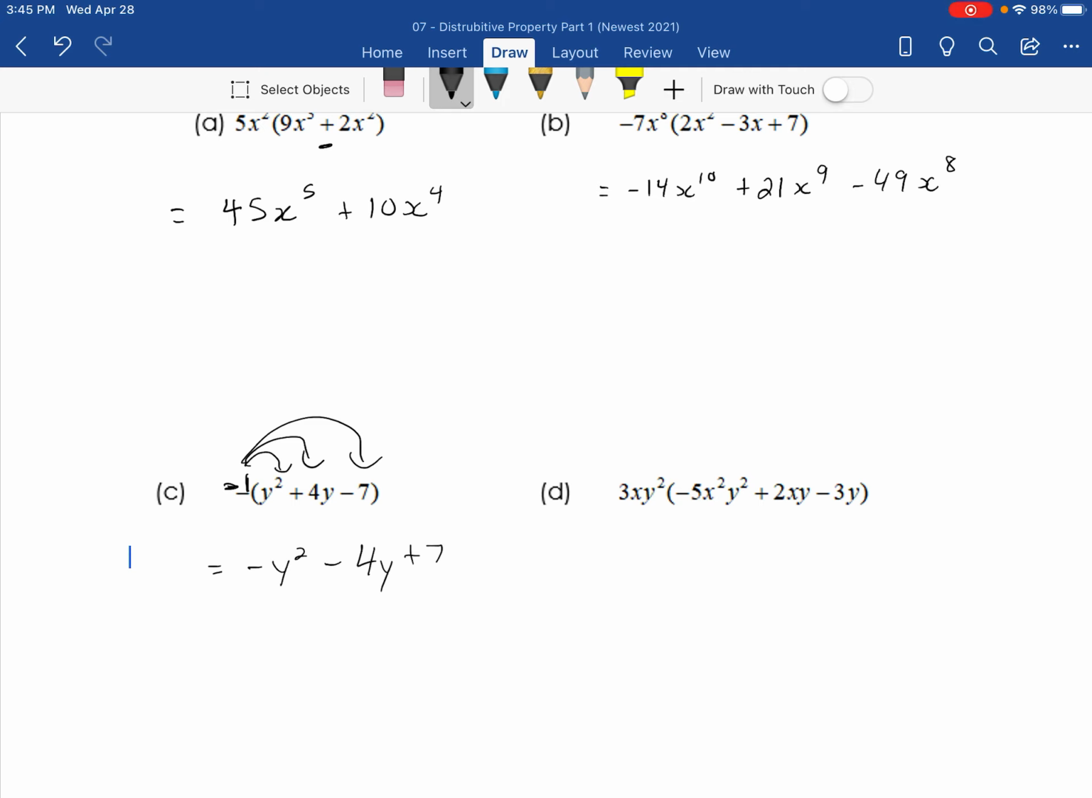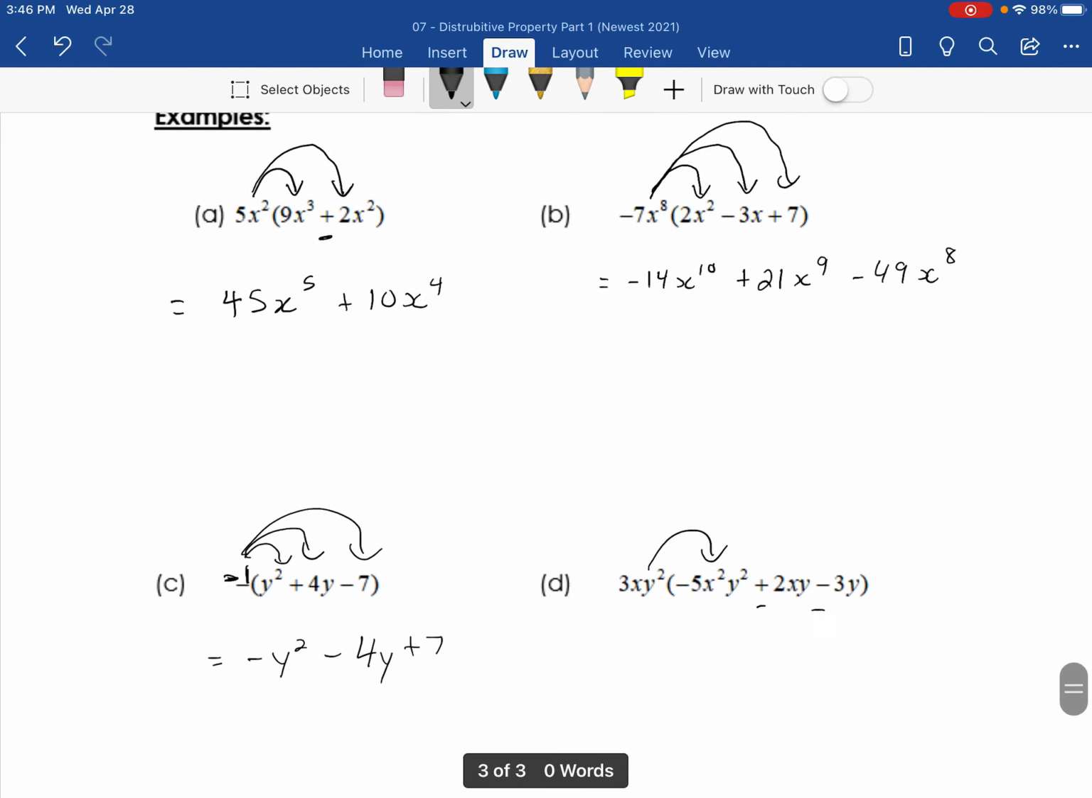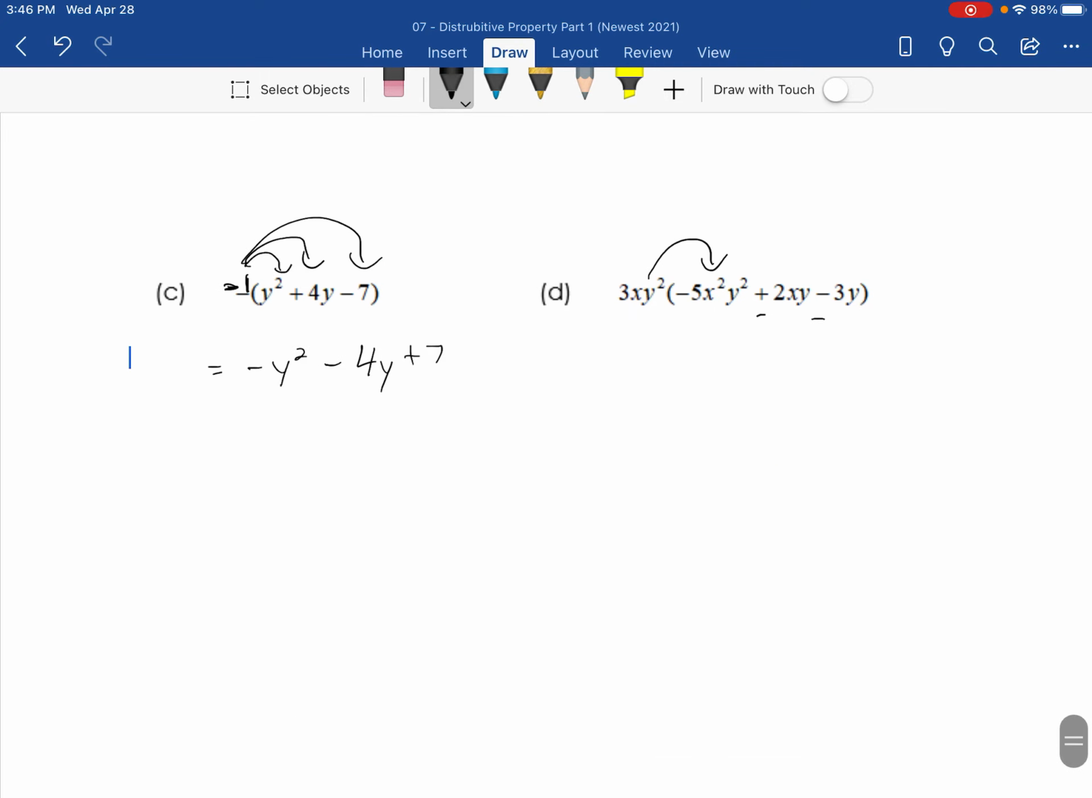Okay, last one. I'll do it really slow to go through all the pieces. It's going to be distribution because there's adding and subtracting in here. There's a polynomial in there. So I know I'm going to multiply, and I'm going to draw the first arrow here. I'm going to multiply each term in the brackets by what's out front. When I do that, I multiply the coefficients and add the exponents.